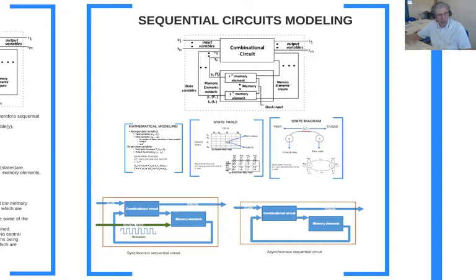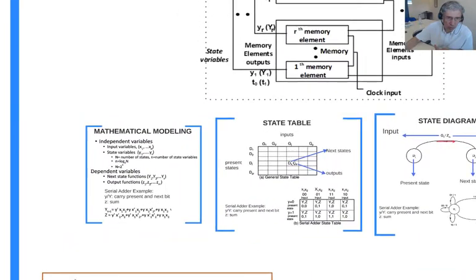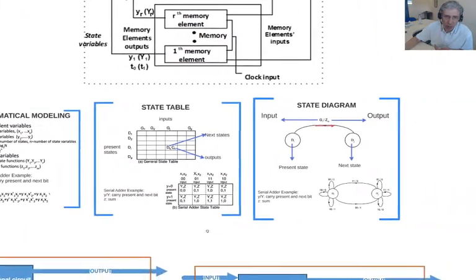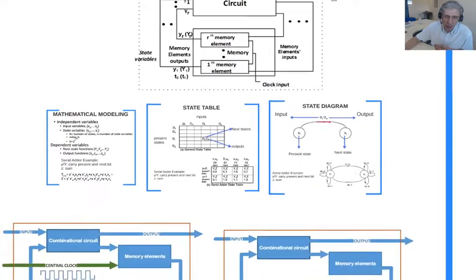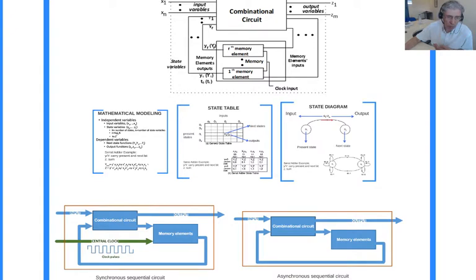So if you give me the input, what the output of your circuit is can be stated by these models. So that's why we call them models. There are three types of models that we will be using. One of them is the mathematical modeling. The other one is the state table model, and the third one is the state diagram model. In here also we're going to see another representation of the general sequential circuits form in a different view.